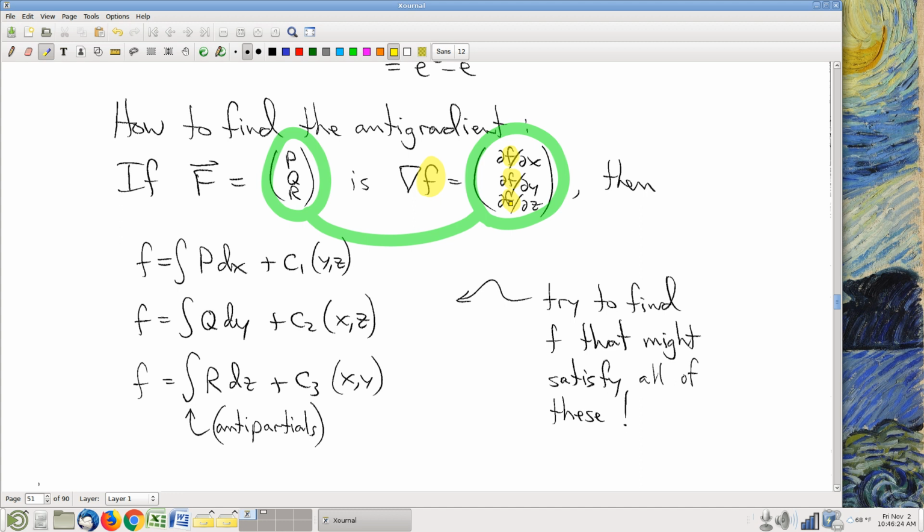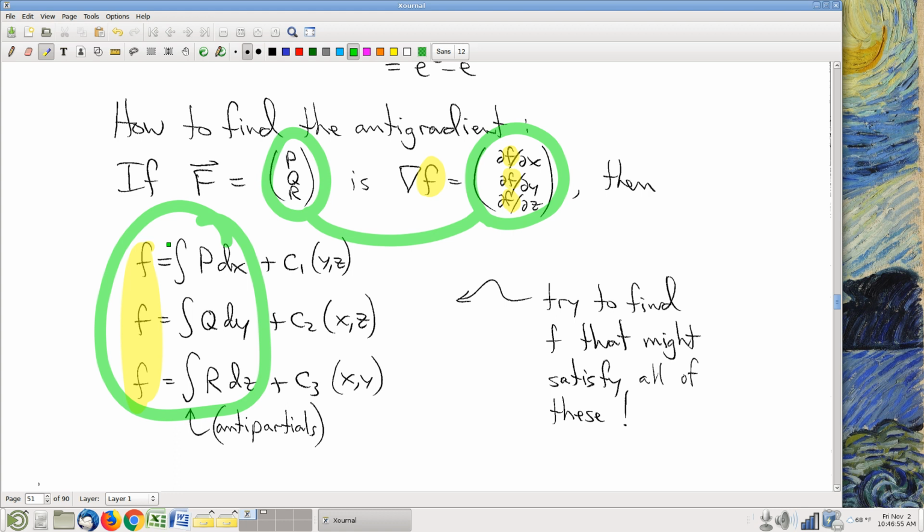And if you take those three statements and just say them backwards, right? So, for example, if P has to be the x partial of f, well, then analogously, f has to be the x anti-partial of P. Right, and likewise on down. So you get these equations here.